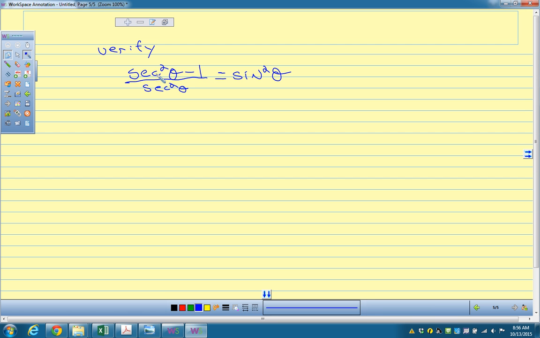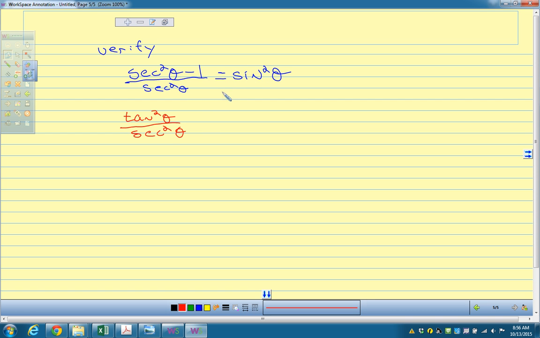One other thing I thought about doing: I could factor this. This is like x squared minus 1, and I could do x plus 1, x minus 1. But when I look at the bottom, I'm thinking that's probably not going to get me very far, right? So one thing I could do is change this top into tan squared theta divided by secant squared theta. Notice that I'm just working with this side. Then I'm trying to get to here. So what might I try next?